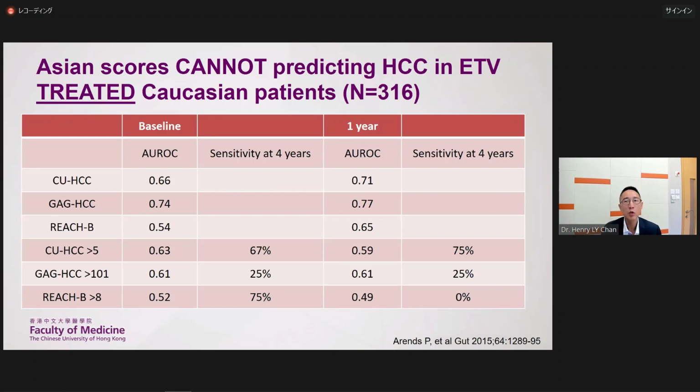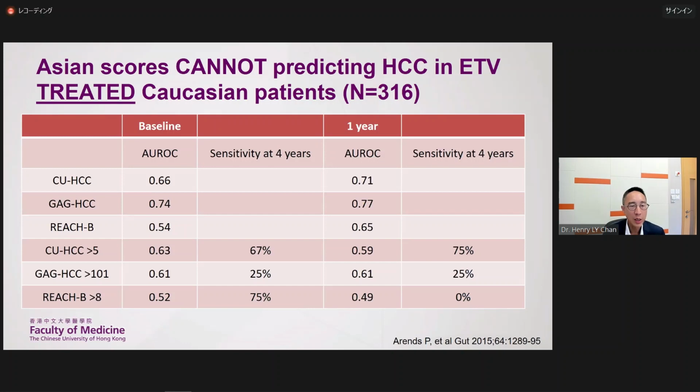Now, all these scores were derived in Asia. Of course, Caucasians would like to validate our scores in their population. So a study published by Harry Janssen's group found that if they applied these 3 HCC scores, namely the CU-HCC score, GAG-HCC score, and the REACH-B score, the performance of these scores to predict HCC in Caucasian patients who are under ETV treatment was very poor.